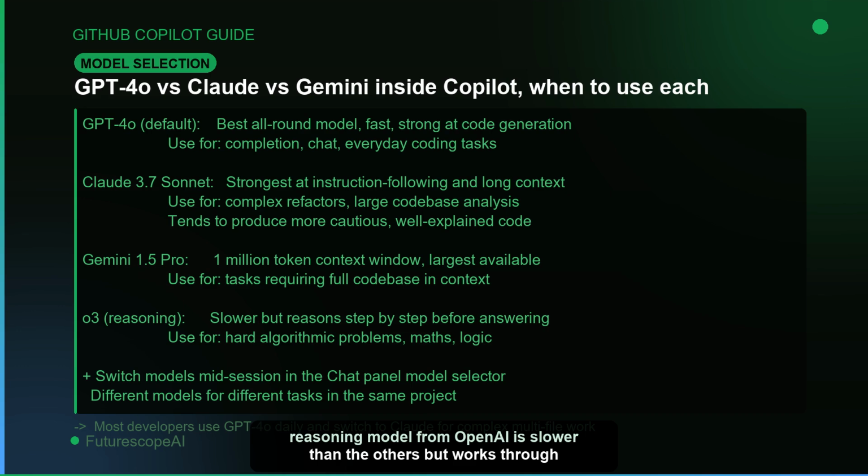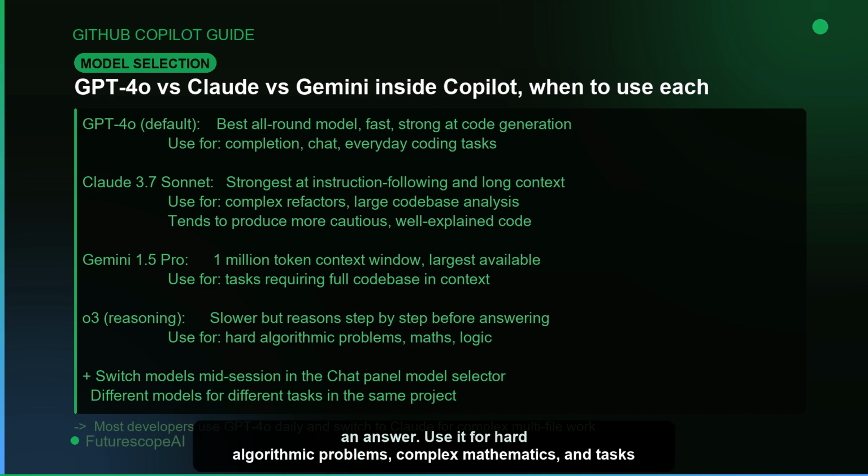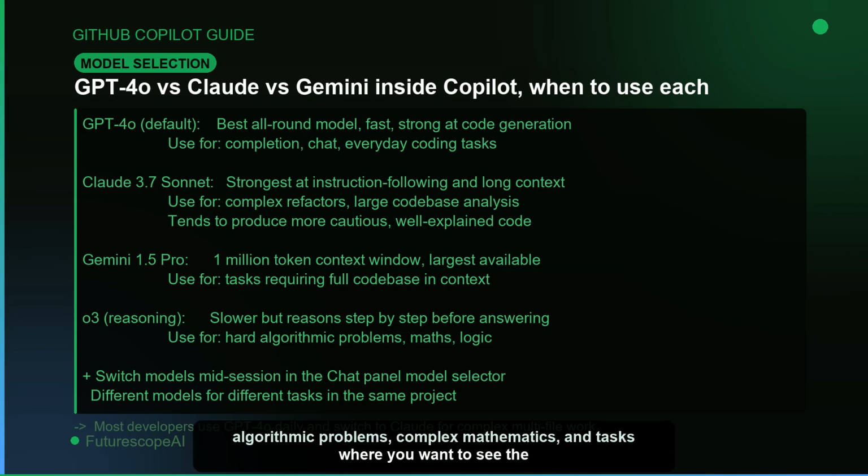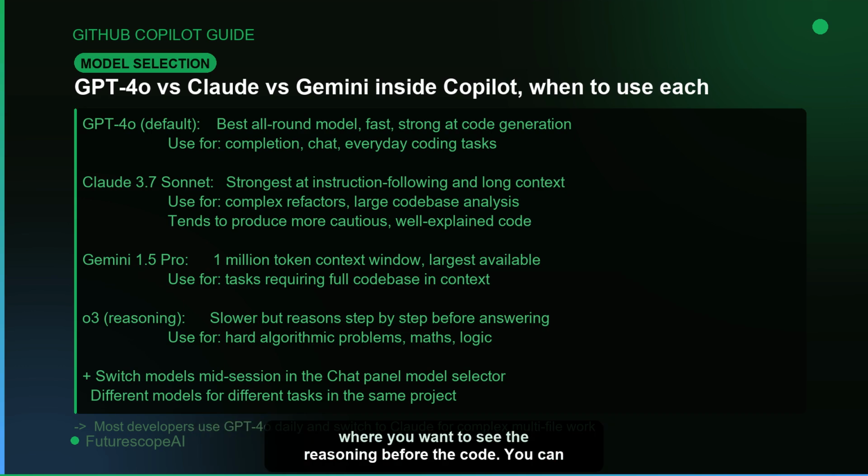The O3 reasoning model from OpenAI is slower than the others but works through problems step by step before giving an answer. Use it for hard algorithmic problems, complex mathematics, and tasks where you want to see the reasoning before the code. You can switch models mid-session in the chat panel model selector, using a different model for different tasks within the same project session.